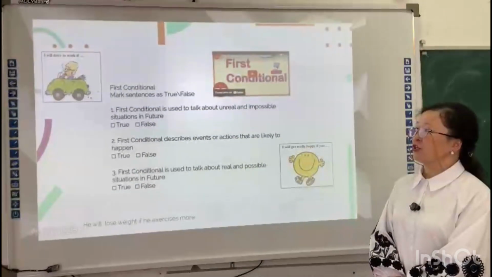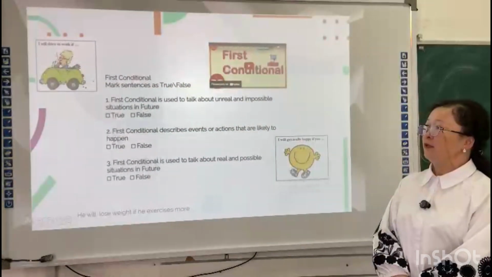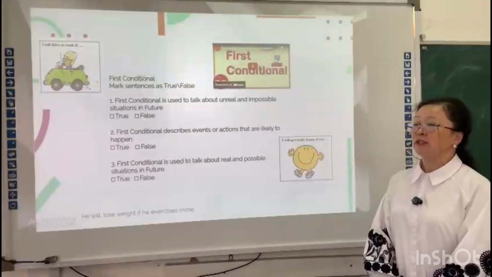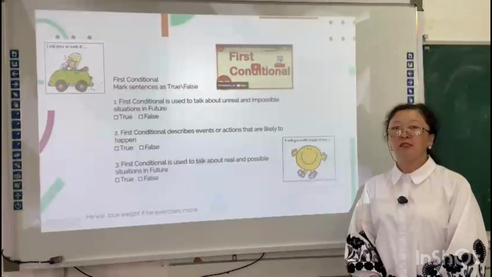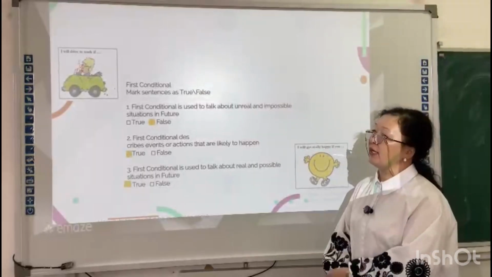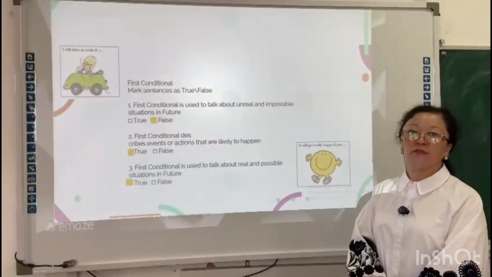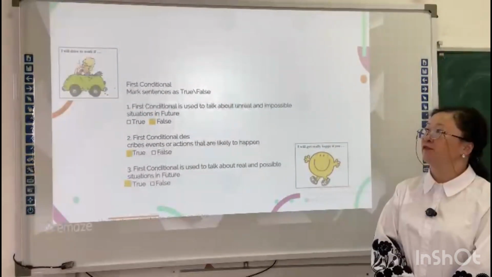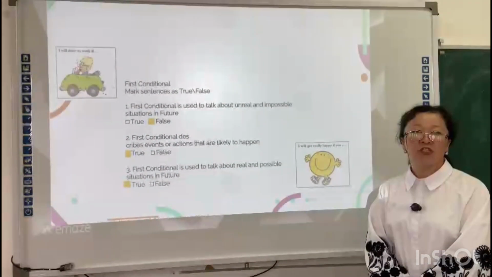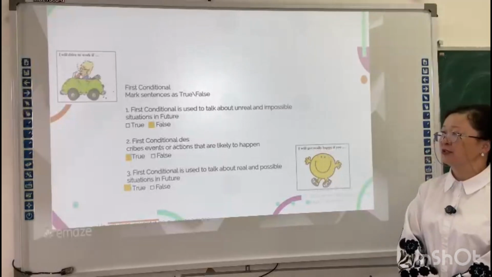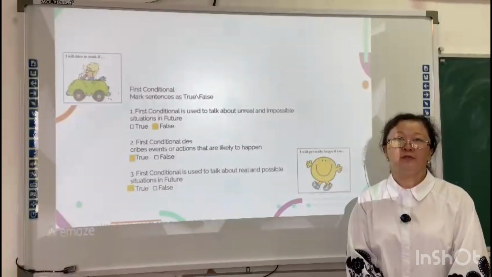Question two. First conditional describes events or actions that are likely to happen. Third question. First conditional is used to talk about real and possible situations in future. Is it true or false? Yes, you are right. It is false that first conditional is used to talk about unreal and impossible situations in future. The next question is true, and the third question is also true. First conditional is used to talk about real and possible situations in future.